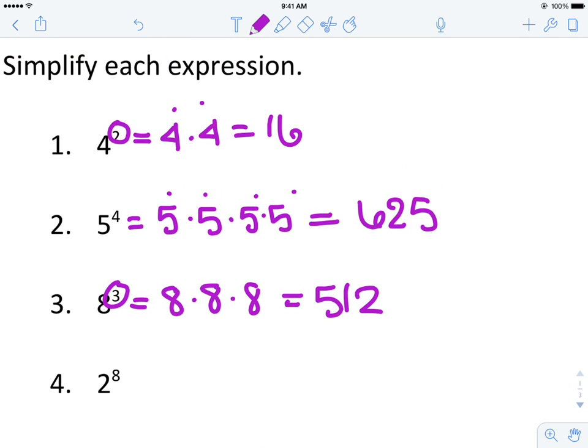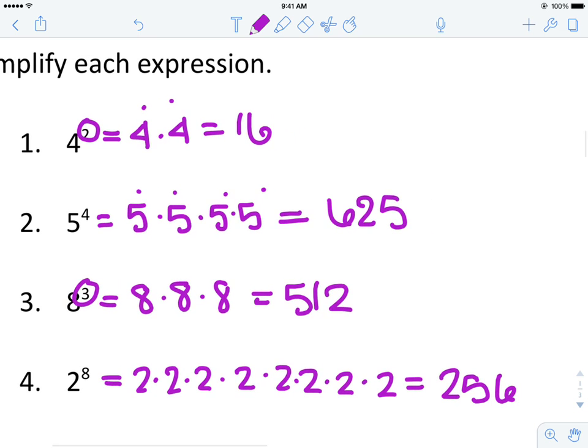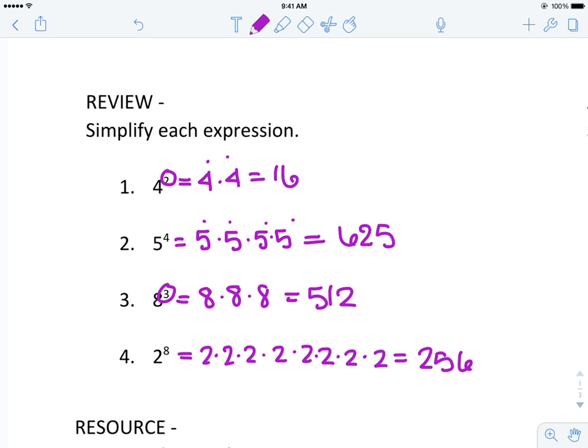Now here we have 2 to the 8th power, which is 2 times 2 times 2 times 2 times 2 times 2 times 2 times 2: 1, 2, 3, 4, 5, 6, 7, 8. That gives me a total of 256. These are things that you should be familiar with. If you're not, you should get real comfortable with them now. We'll keep practicing them, so don't worry terribly much, but they're super important for the first half of Chapter 7.